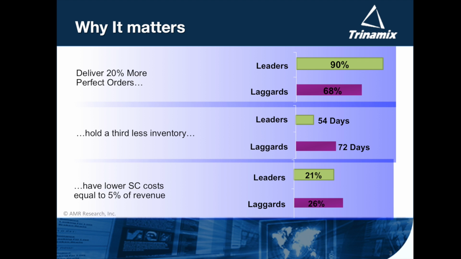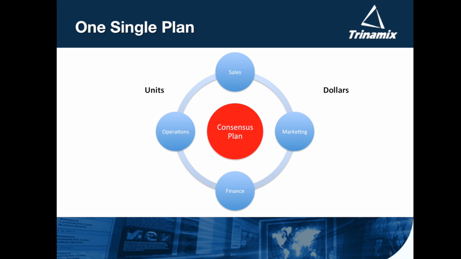Here is an overview of some of the benefits that companies get using S&OP processes. Based on the AMR study, they tend to have better order delivery, lesser inventory, and also lesser supply chain costs to achieve the same revenue target. Our customers that have utilized Trinamax S&OP templates have realized similar benefits in their supply chain.